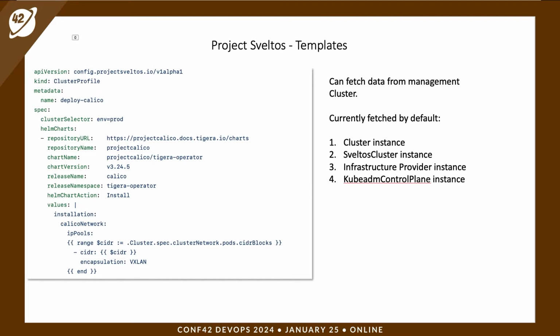By default, Sveltos has access to a set of resources that represents the cluster. If you're familiar with Cluster API, the Cluster API cluster instance representing the cluster, the infrastructure provider, the kubeadm control plane, or the Sveltos cluster instance, which represents a cluster, a GKE cluster for instance, which has been registered to be managed by Sveltos.